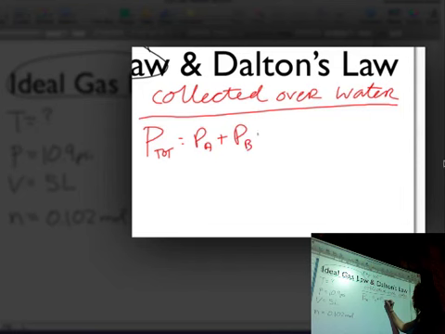This is P total, Dalton's law. This is how it's written in one of your worksheets, but in our case, we're really only worried about the pressure of the gas we want and the pressure of water. This is really all you're ever going to be worried about.